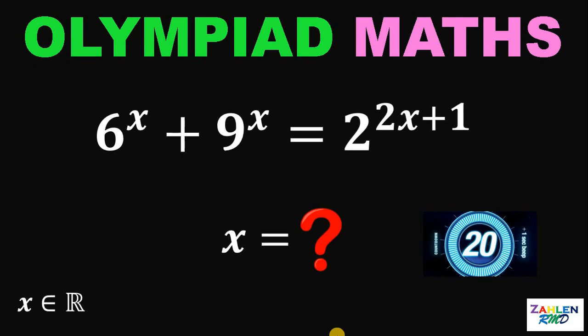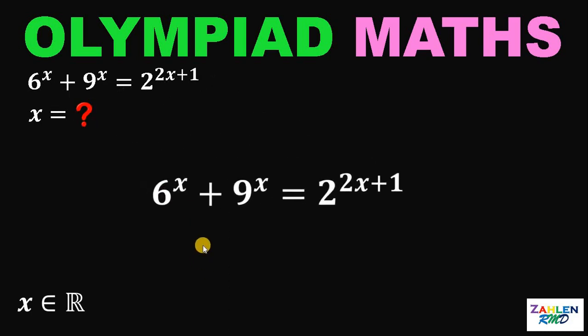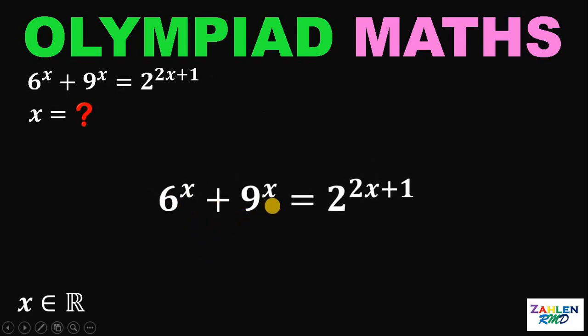Time's up. Now, let's answer this question together. To answer this question, let's get first, of course, the given equation. We have 6 raised to x plus 9 raised to x equals 2 raised to 2x plus 1. To answer this question, we will use some laws of exponent.